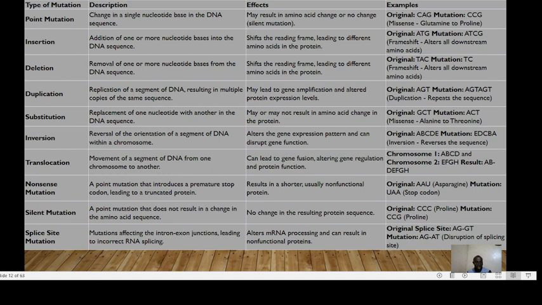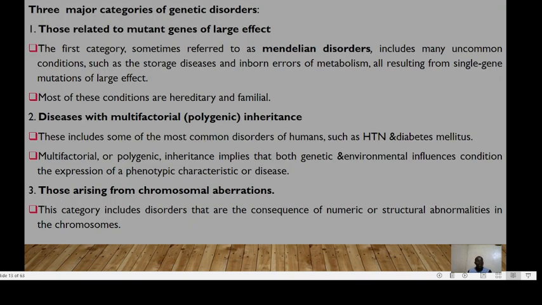Lastly, we have splice site mutation. These are mutations that affect the intron and exon junctions, leading to incorrect RNA splicing. This one normally alters the messenger RNA processing and can result in non-functional proteins. Consider an example of AGGT, and then with the mutation we have AGAT. So we have disruption of the splicing site. So these are some of the types of mutations that we will be having.